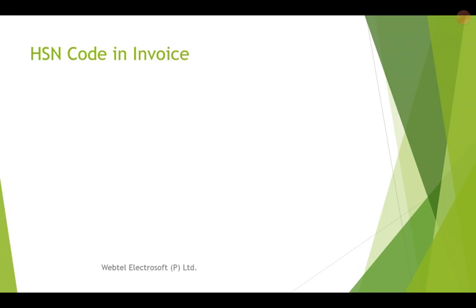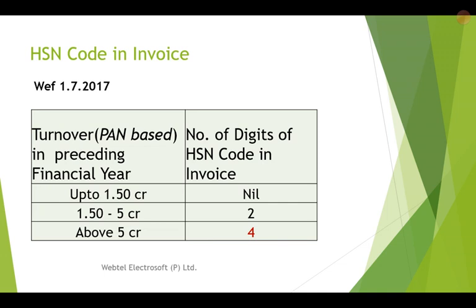And HSN code and invoice with effect from 1st of July 2017, what is the requirement? First of all, the turnover is to be seen on a company level basis or a PAN basis. And if the turnover in the preceding year is up to 1.5 crores, then there was no need for HSN codes in invoices. From 1.5 crores to 5 crores, 2-digit HSN was required in the invoice, and above 5 crores, 4-digit HSN was required.